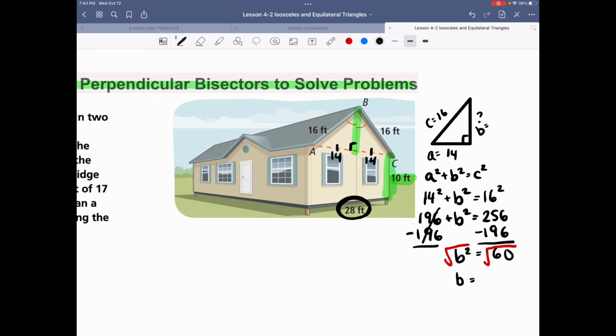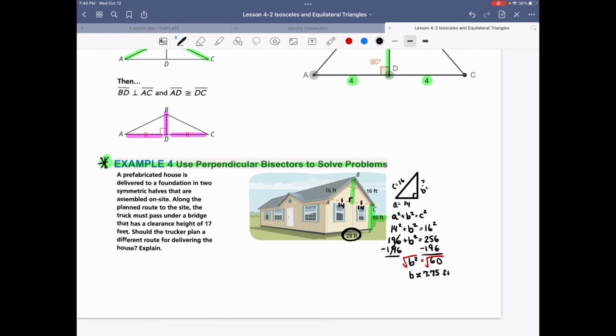The square root of 60 is between 7 and 8 because 7 squared is 49. 8 squared is 64. So it'll be closer to 8, but less than 8. So I'm going to do the square root function in my calculator, and I get approximately 7.75 feet. There is no way that that truck is going to be able to make it under the bridge, unless they take the top off, but they didn't say that.